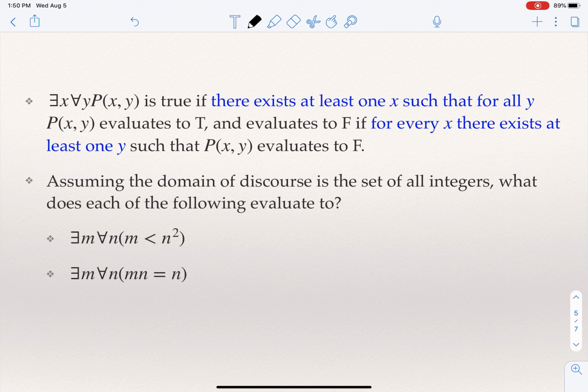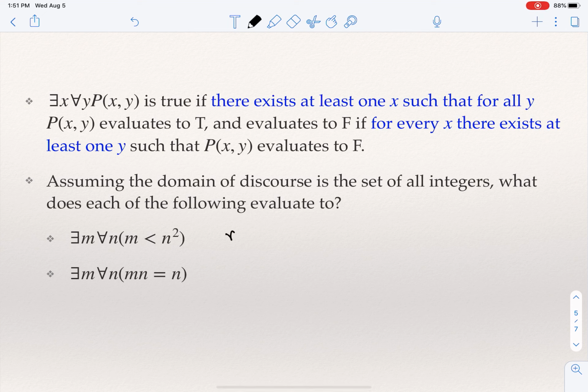Does there exist a specific x that no matter what y we take, p of x, y is true? So let's look at the first one. Does there exist an integer m such that for every n, n squared is greater than m? So does there exist an integer that is smaller than every possible n squared? The answer is yes. You can take any negative number m.